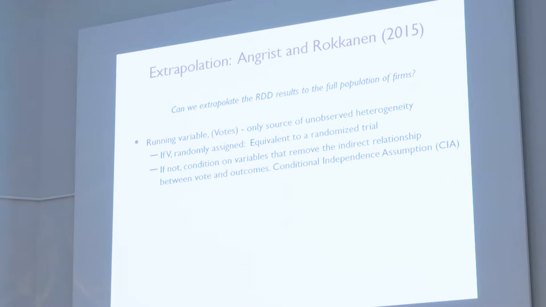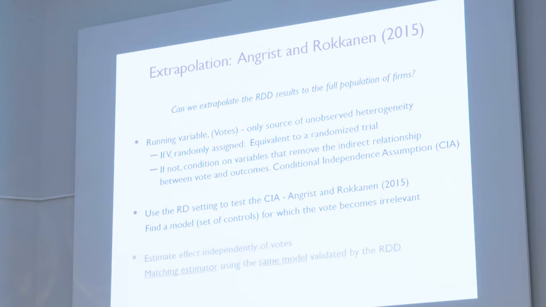Now, what do you do? What we always do. We add controls, such that conditioning on those controls, you make the votes random, as if they were random. But the problem is that you cannot typically test, when you run an OLS regression, whether your conditional independence assumption is right or wrong. But here we can. We can check that our set of controls does actually make the vote irrelevant in explaining our outcome variables. So once we do that, we find a model for which the vote becomes irrelevant. We're going to run a matching estimator using that same model that has been validated by the RDD setting.